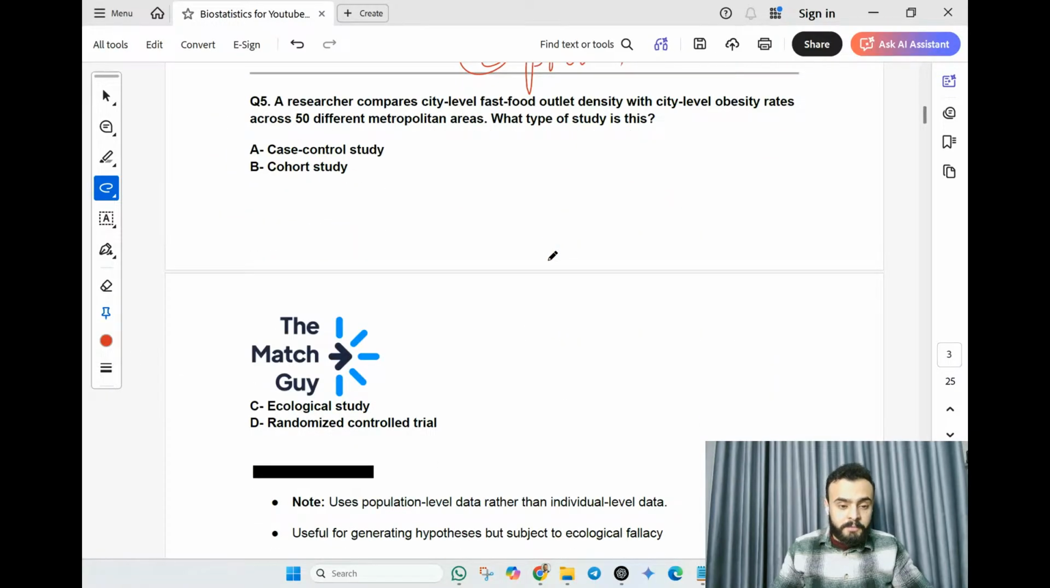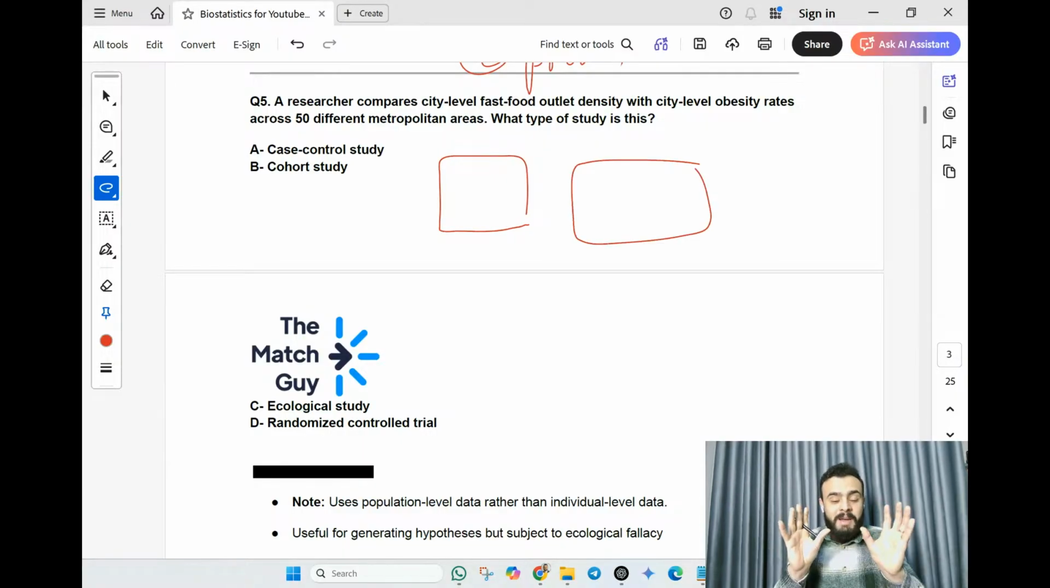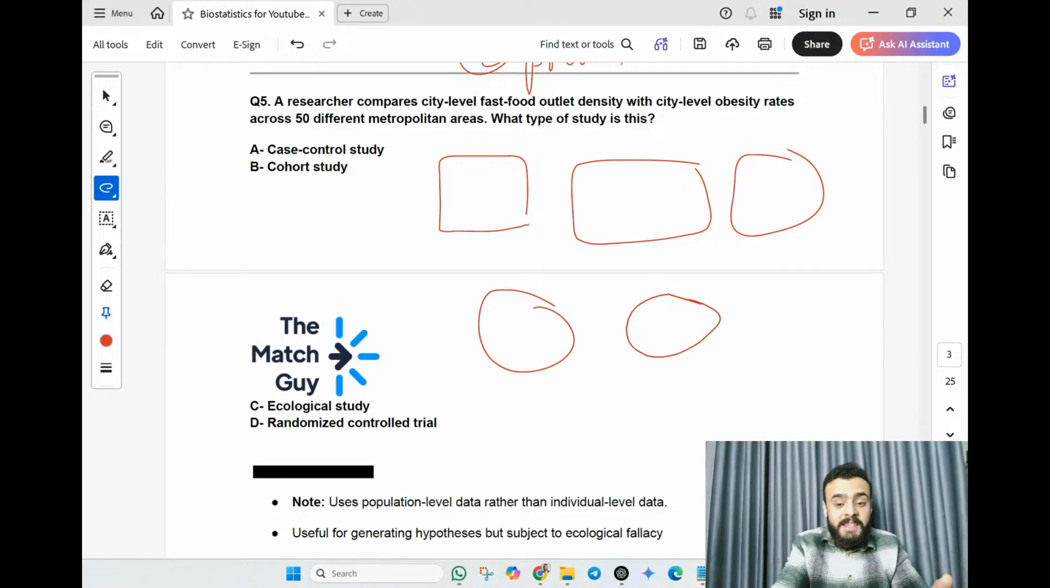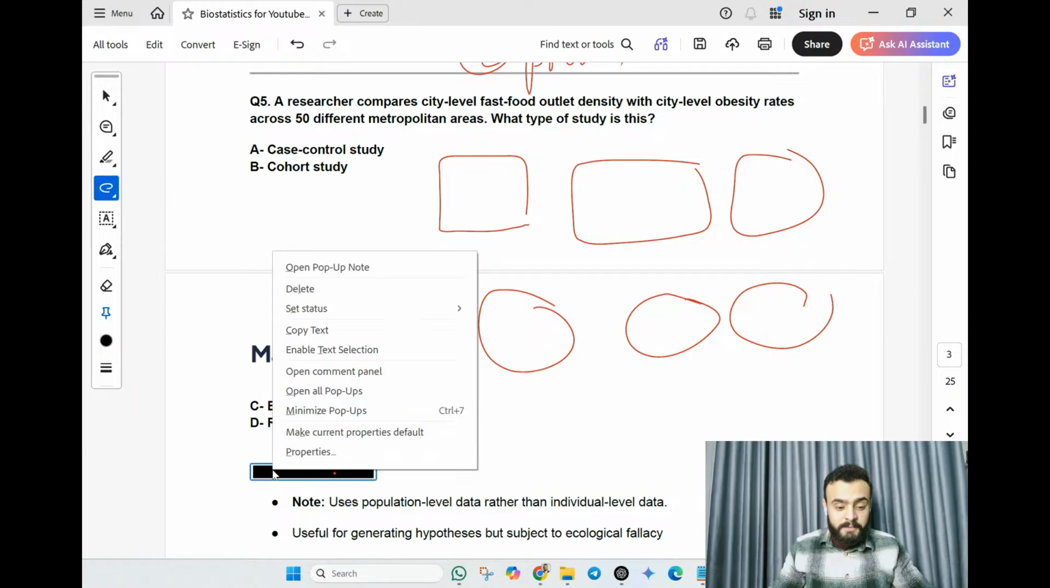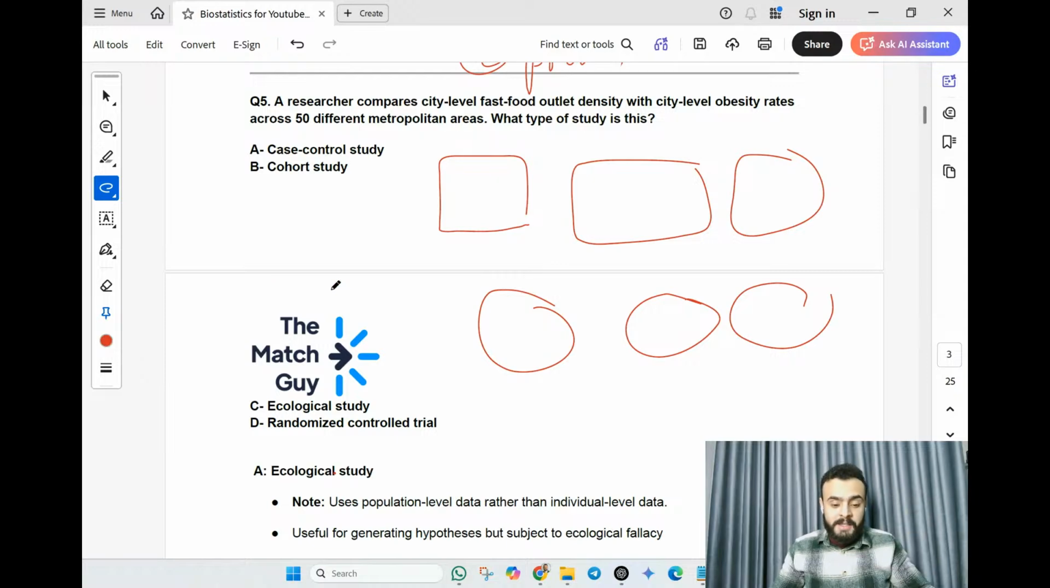Okay, next. A researcher compares city level fast food outlet density with city level obesity across 50 different metropolitan areas. So guys, I'm assessing the rate of fast food consumption and obesity across countries, like the Middle East countries, the European countries. What study design is that, guys? Across countries, across cities, across populations, ecological study.